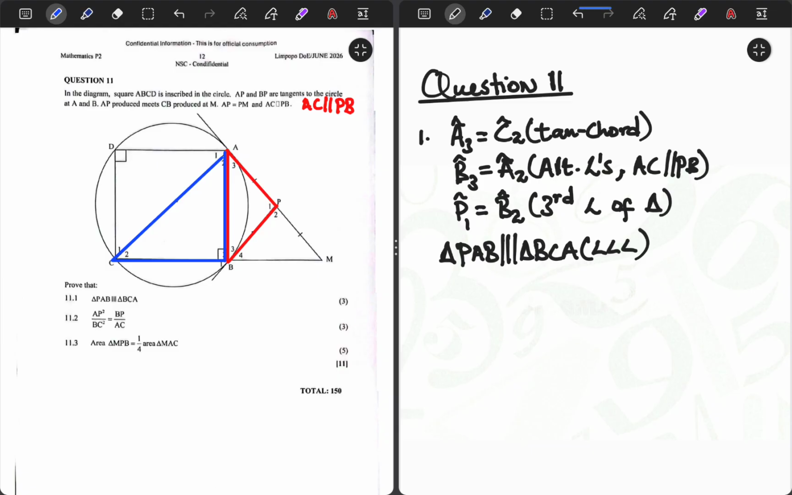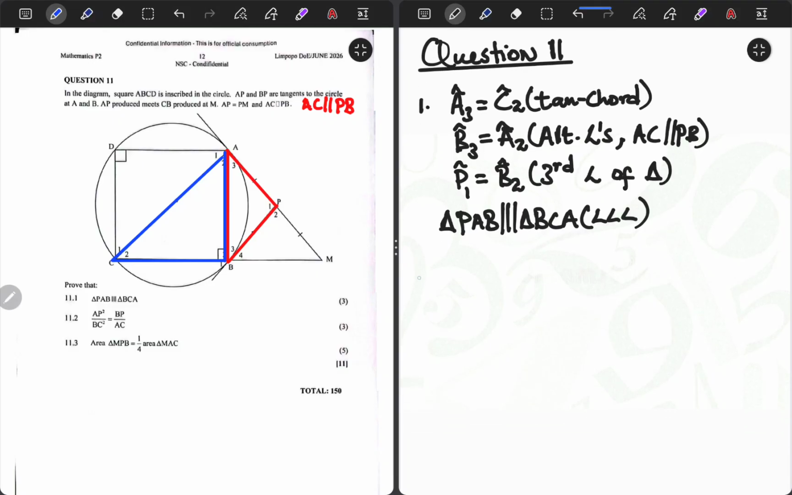Okay, and now move on to the second one. Number 2, they say we need to prove that AP squared over BC squared equals BP over AC. So where are we supposed to start? Let's start with deriving the proportion from here.